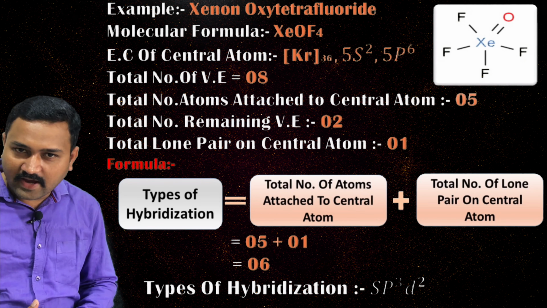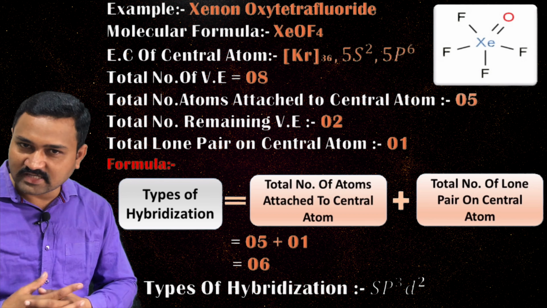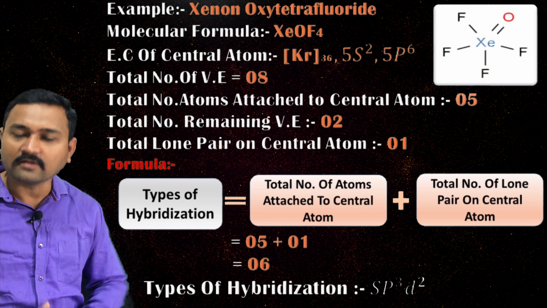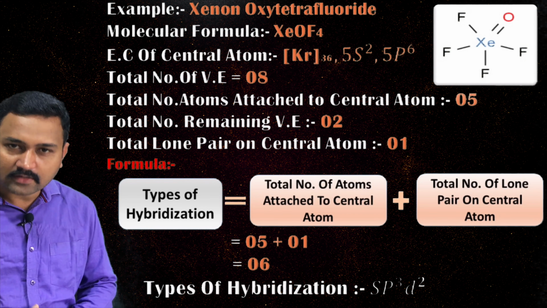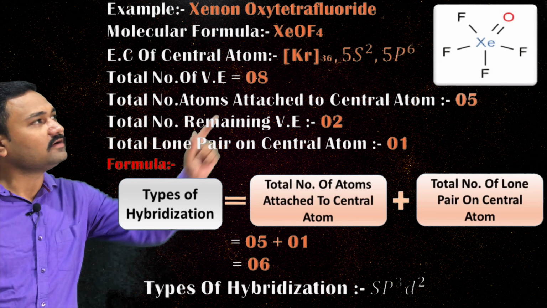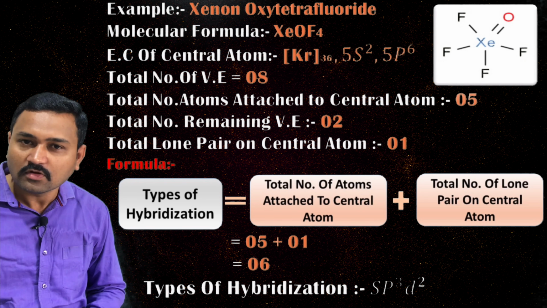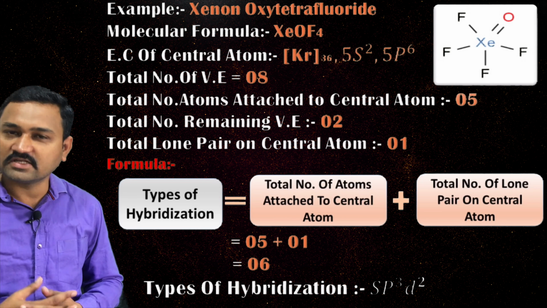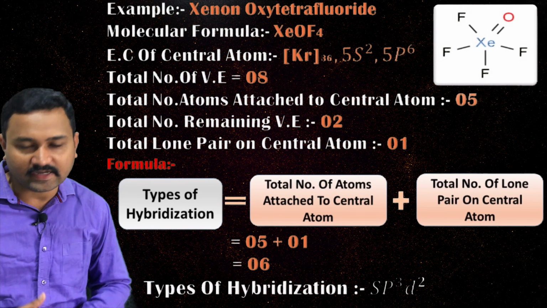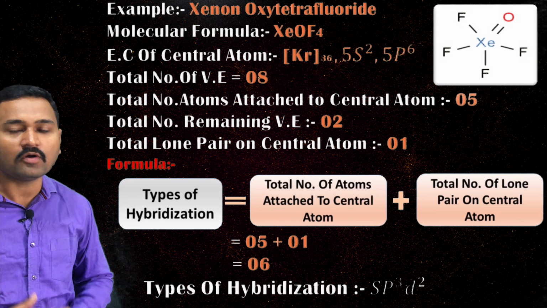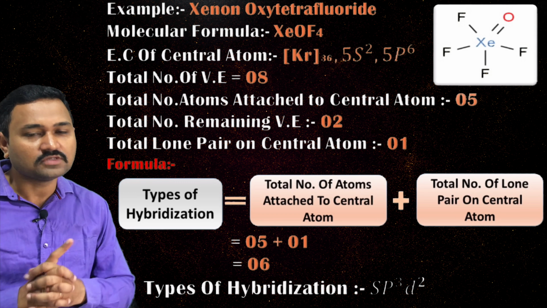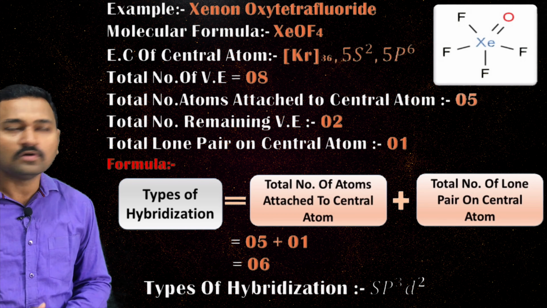So, the total number of atoms attached to the central xenon atom is equal to 5, as it contains the 4 fluorine atoms and the 1 oxygen atom. Now, here you have to use one trick. Again, just find out the structure that I have shown for the xenon oxytetrafluoride. Here you can observe that the 4 fluorine atoms are attached to the xenon by single bonds, while the oxygen atom is attached to the xenon by a double bond.